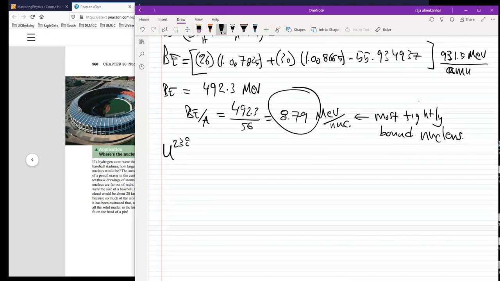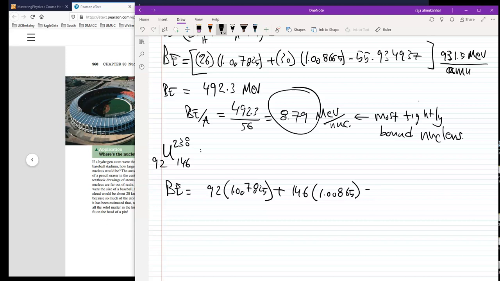Uranium 238, 146, and 92 here. Okay, so we can do that. I'll do it very quickly. You know how to do it now. You know the drill. So it becomes 92 times 1.007825, plus 146 times 1.00865, minus, again, look up the atomic mass of uranium.